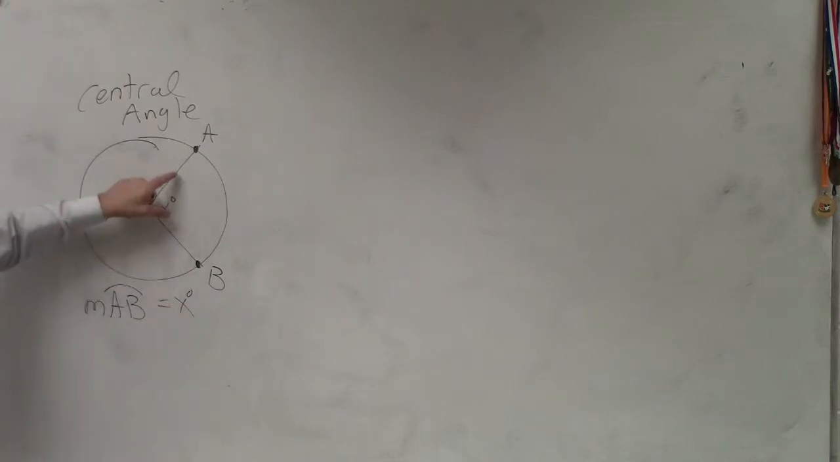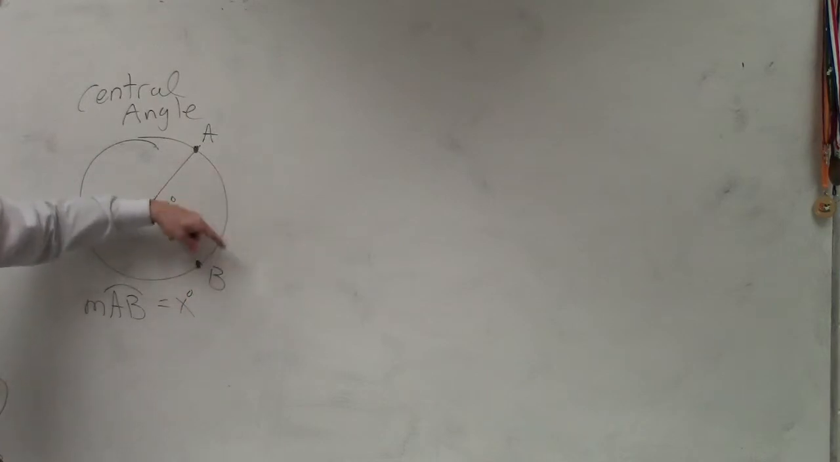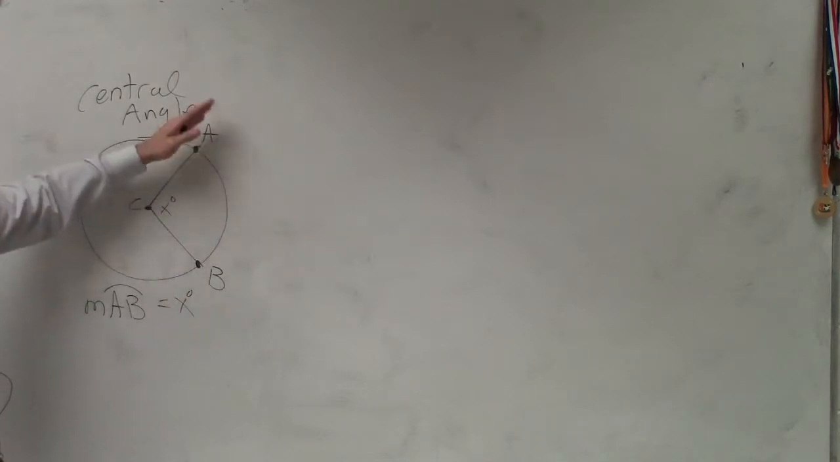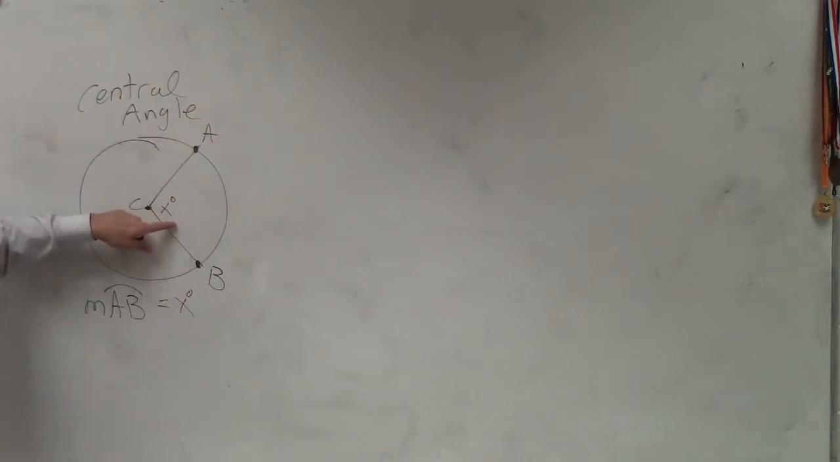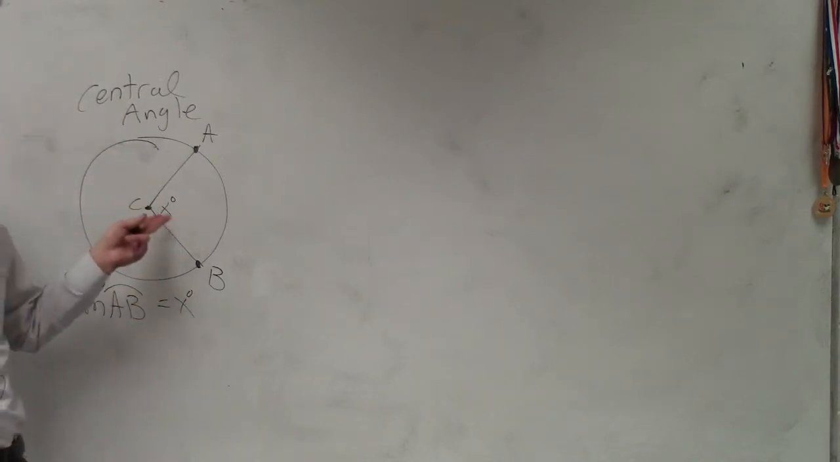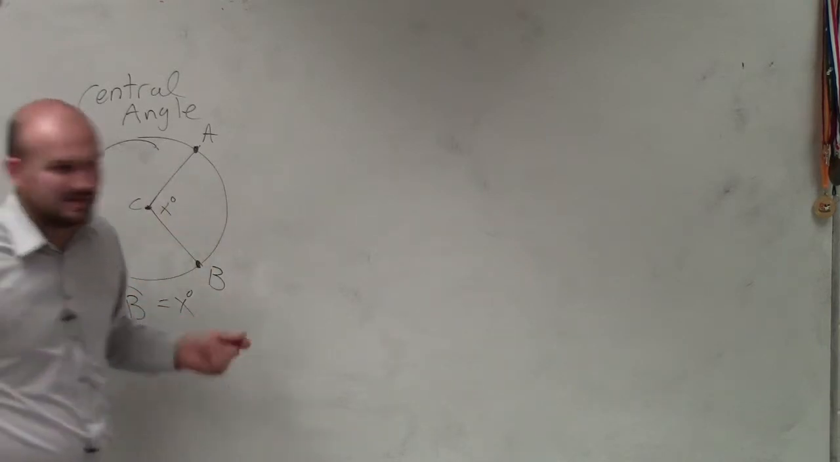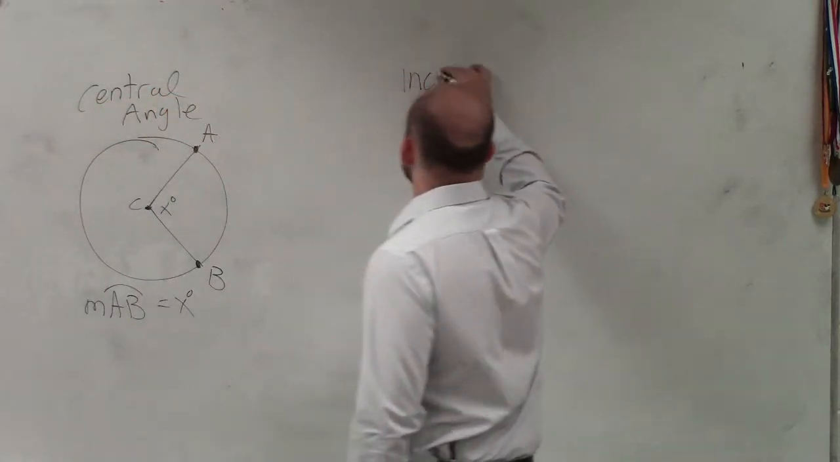So we could say that this measurement of AB, not the length, is going to be equal to what we call the central angle x. But remember, for it to be a central angle, it has to have the vertex at its center. And remember, the sum of all central angles add up to 360. Now what we're going to talk about is inscribed.